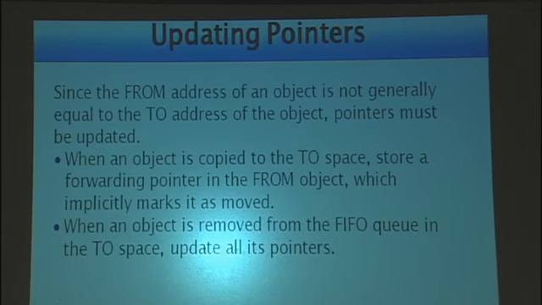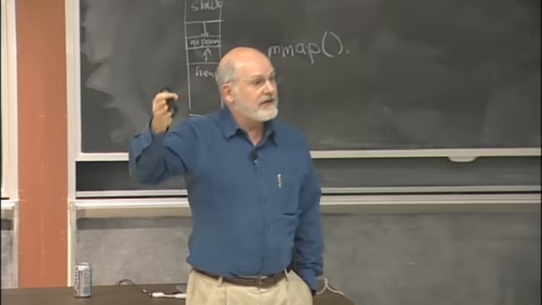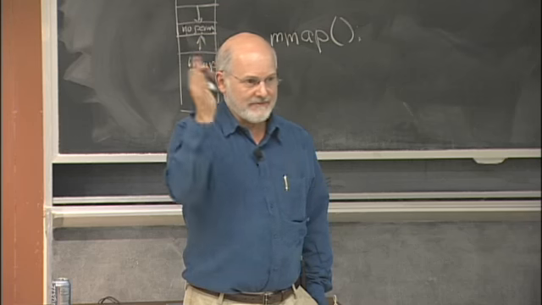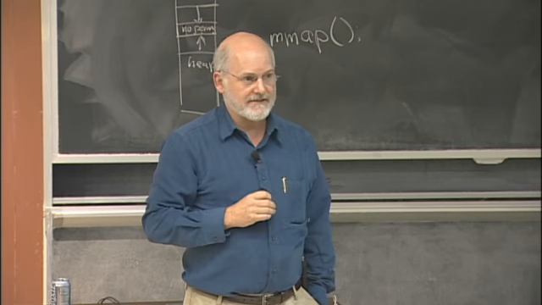So the idea is that when an object is copied to the to space, what we're going to do in the from space is store a forwarding pointer saying, I copied you to here. Okay? So that whenever I look at something in the from space that's already been copied, I can say, oh, here's where it's been copied to. It's been copied to this region in the to space.